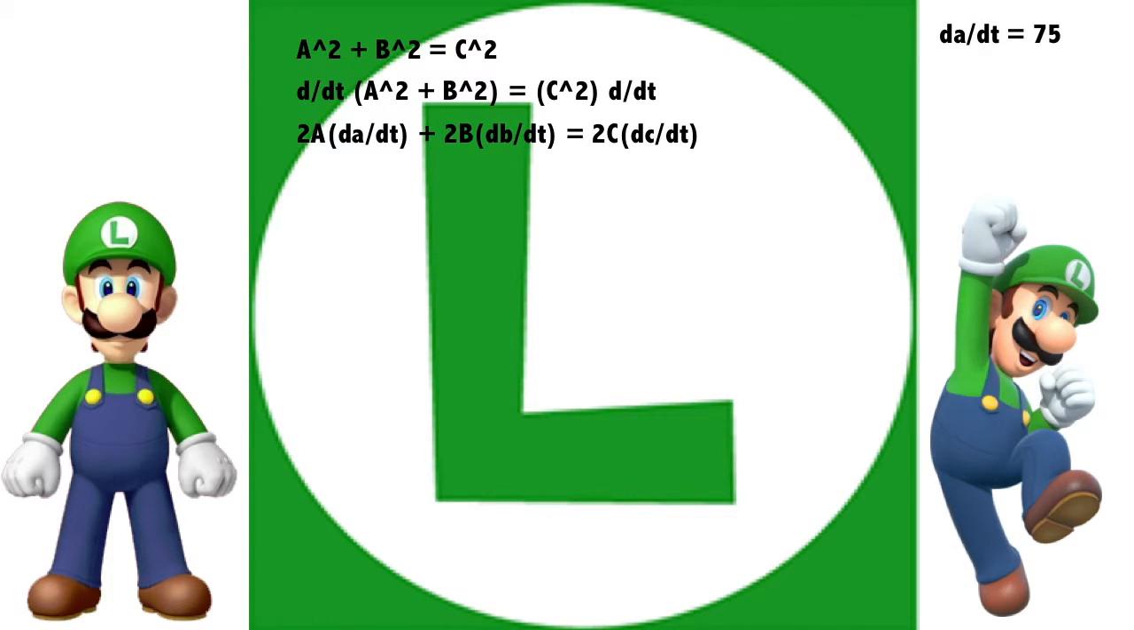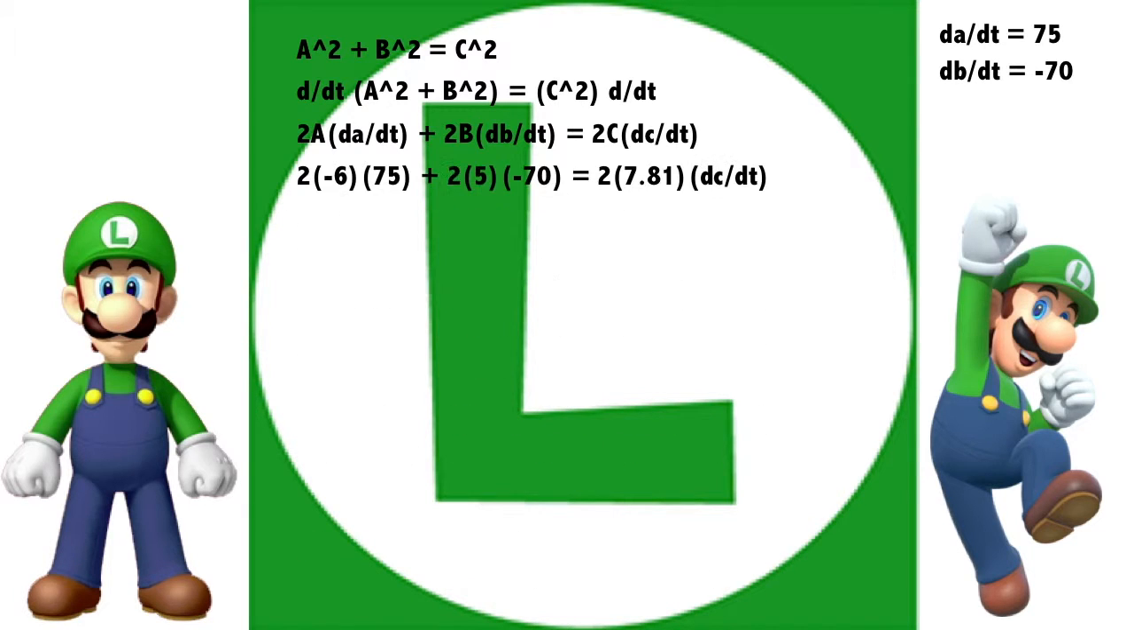Take note that we have been given Mario and Luigi's speed, which can also be called rates of change. Plug in the numbers for the A, B, and C variables and the rates of change that correspond to Luigi and Mario's variables, and solve for the rate of change of the C variable, which is the rate of change of the distance between Mario and Luigi.